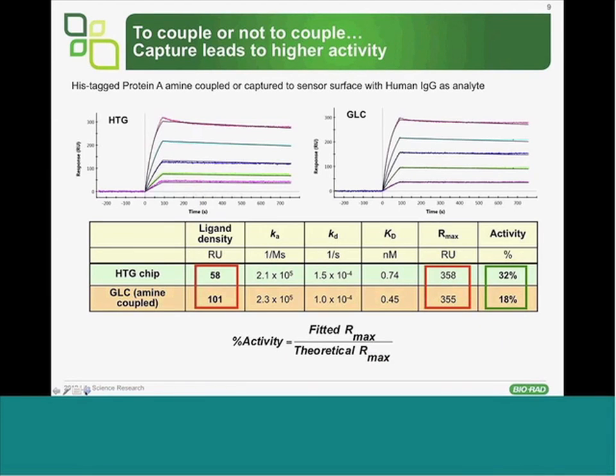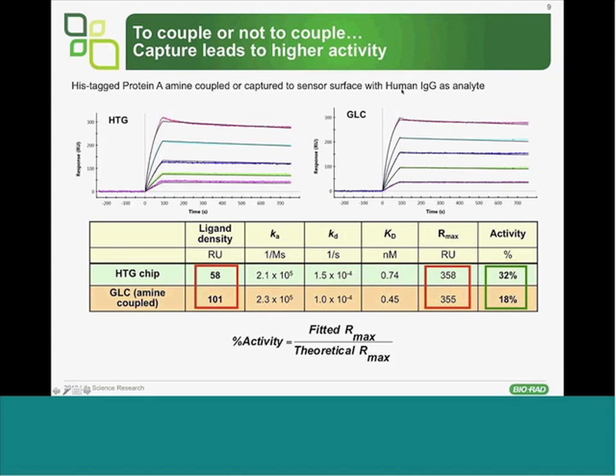So these are two experiments. Here we can see the binding with the histag, and here we can see a GLC chip. What was done here: protein A was coupled to the surface, and the antibody was the analyte in this case. So human IgG was the analyte. The protein A is the ligand, and the human IgG is the analyte.